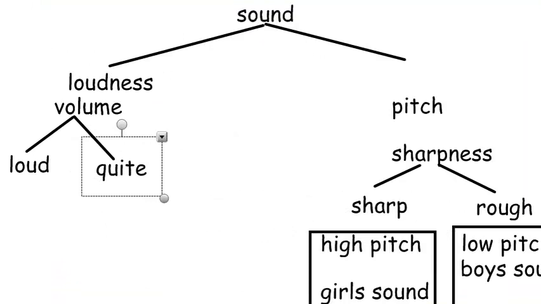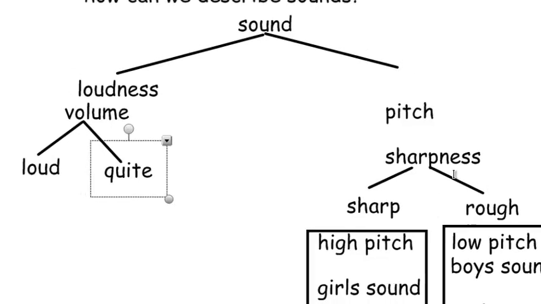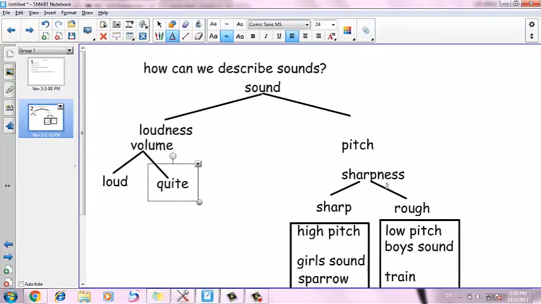For describing the sound of something or some person, we have to say how loud this sound is, and we have to talk about its pitch or its sharpness. Is this sound high pitch sound or low pitch sound? Is this sound sharp or rough? Sharp, high pitch, like the girl's sound, which is very soft and sharp, while the rough sound or low pitch sound, like the boy's sound and like the train sound, we call this sound low pitch sound.